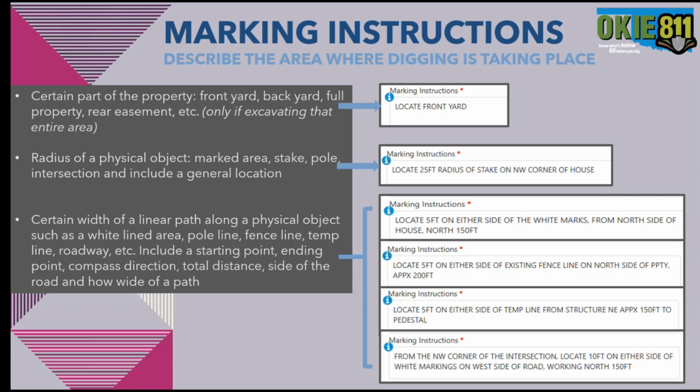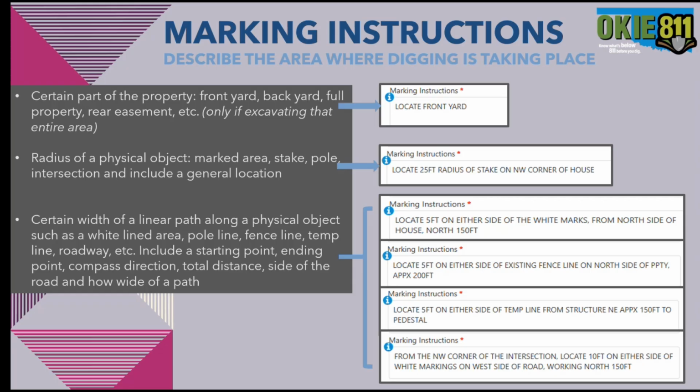It's providing exactly where that stake is and what kind of area I need located around that stake. And then a certain width of a linear path along a physical object. So like a white lined area, a staked line, a pole line, fence line, anything that's physical that they can see that's a linear path. You want to be sure that you do include a starting point for that path, the ending point, and how far and what direction you're going.